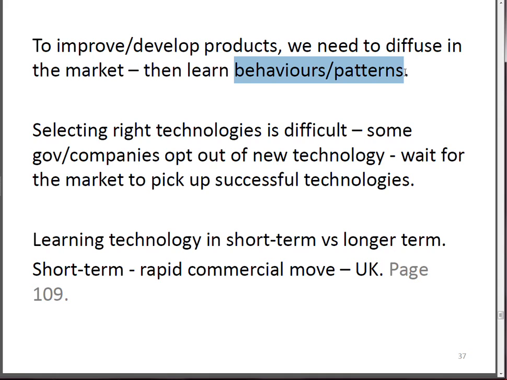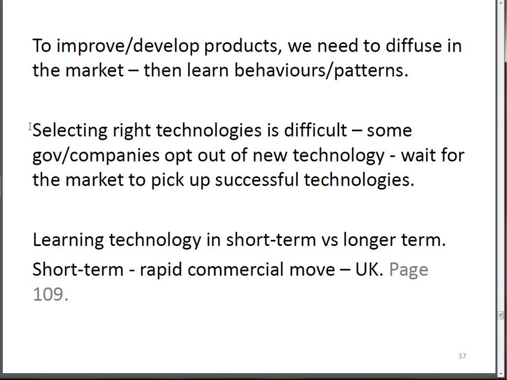You learn as much as you can, you learn from past mistakes, but then you will also have to diffuse your product and, dare I say, see what happens. You will have to learn the behavior while your product is already in the market. Now it makes selecting the right technology very difficult. It's a difficult process.